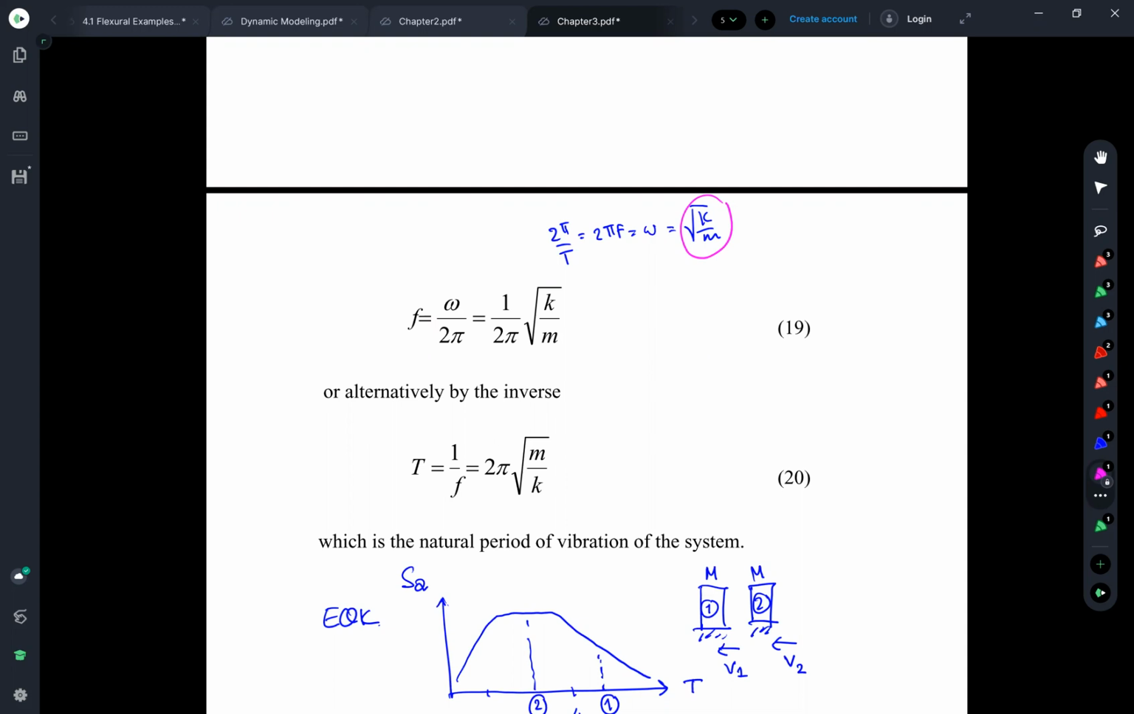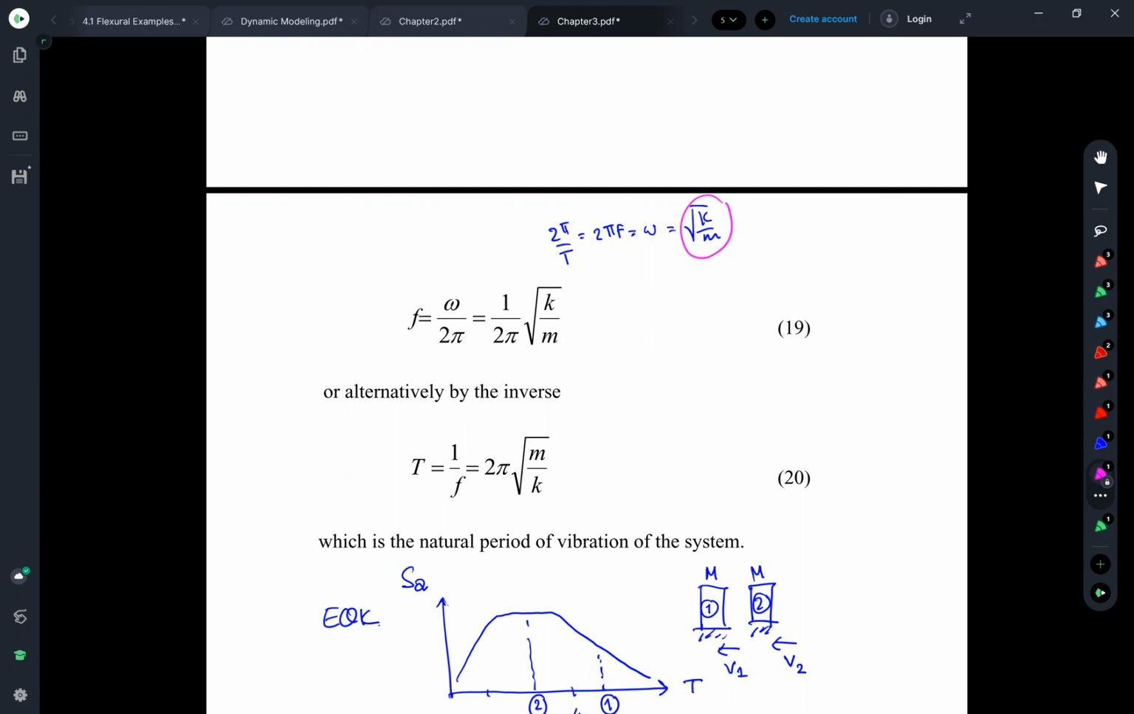Increasing the stiffness, the frequency becomes higher. Increasing the stiffness 4 times, the frequency increases 2 times. Increasing the mass will reduce the frequency. Increasing the mass 4 times will reduce the frequency 2 times. Something like this, or even in terms of the period.